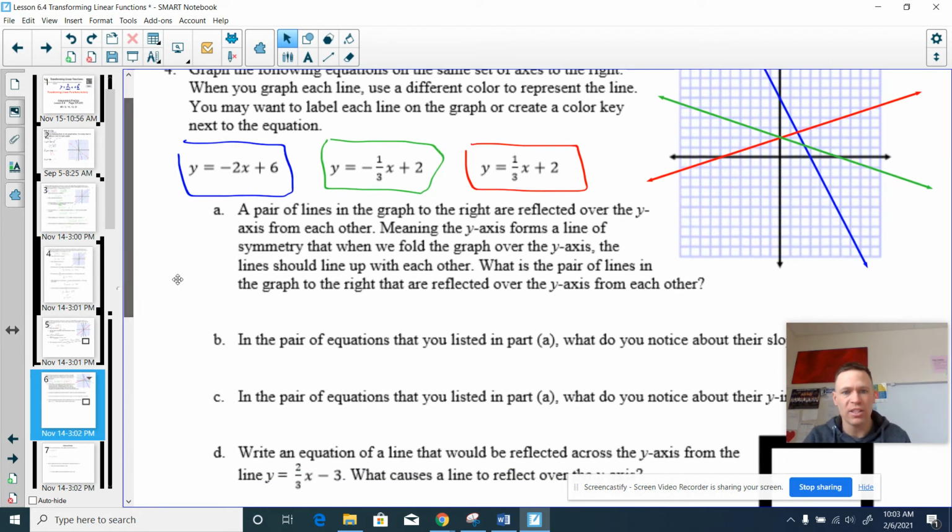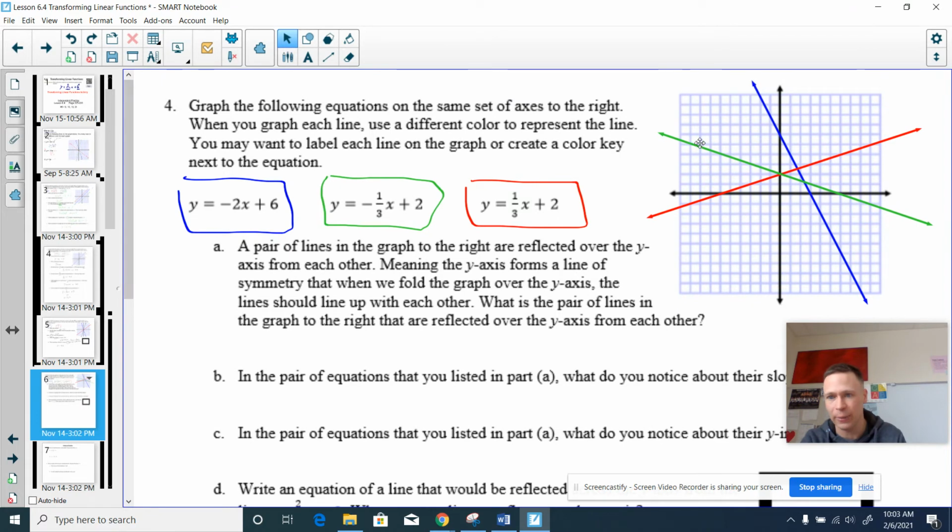All right. A pair of lines in the graph to the right are reflected over the y-axis from each other, meaning the y-axis right here is a line of symmetry, so that when we fold the graph over the y-axis, the lines should line up with each other. What is the pair of lines that would be reflected over each other? I think this is pretty clear. It's the red and the green lines that are reflected over each other. And so we're going to start investigating why does that look that way?